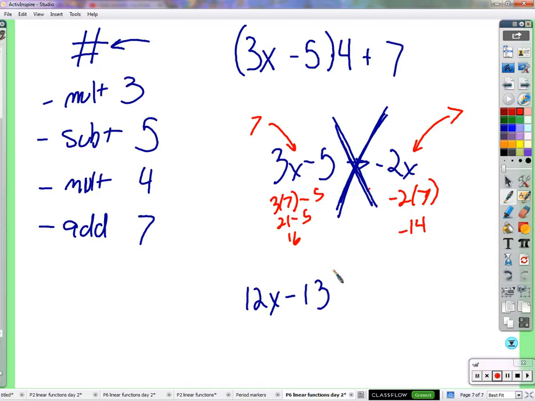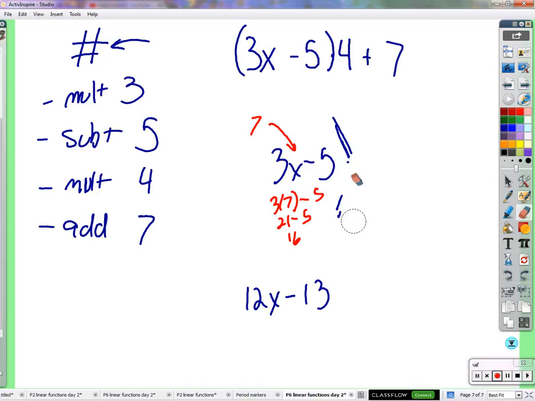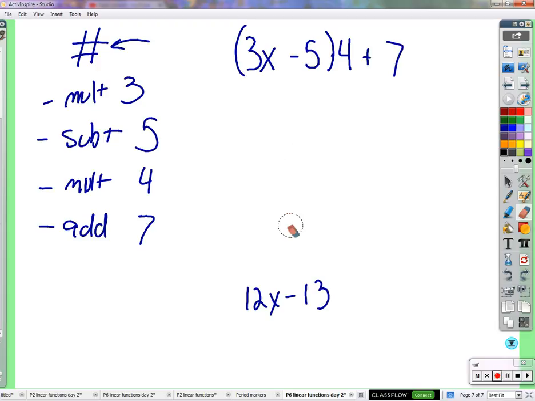Like terms. You've heard of that, right? How many times have you heard the phrase like terms? More than once? More than 10 times? More than 100 times? Like a lot. Is it like a lot or is it more than a lot? More than a lot, okay.